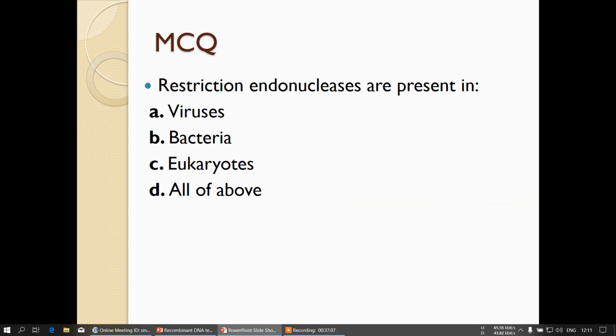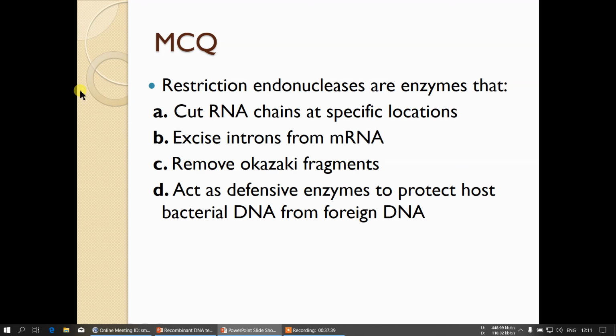So this was all about today's lecture, in which we have discussed what recombinant DNA technology is, and the different tools of recombinant DNA technology, like certain enzymes, certain vectors, and different types of host cells. Now MCQs. Restriction endonucleases are present in virus, in bacteria, in eukaryotes, or all of the above. We have seen that they are present in bacteria. So the answer is B.